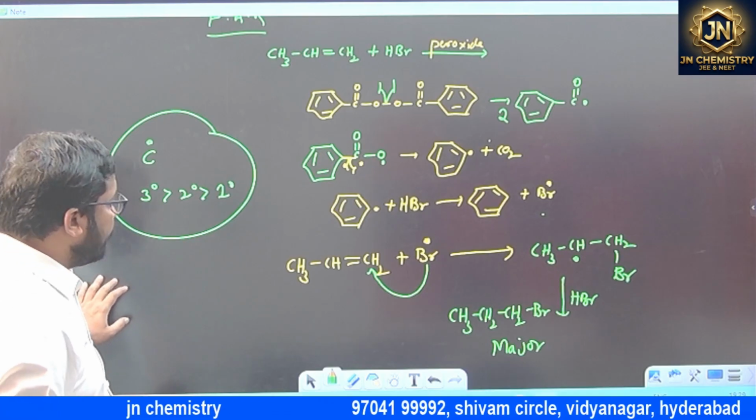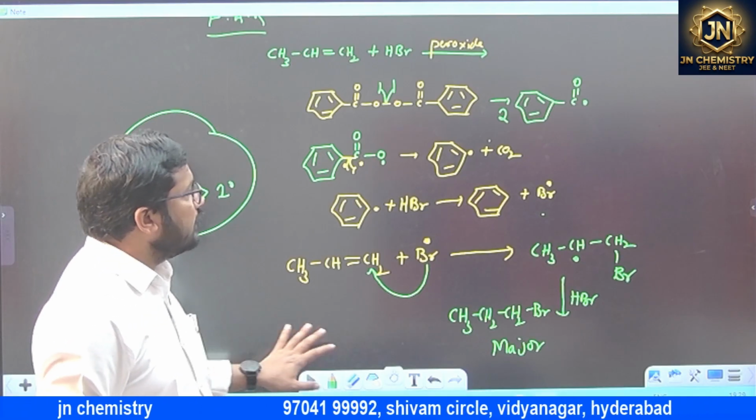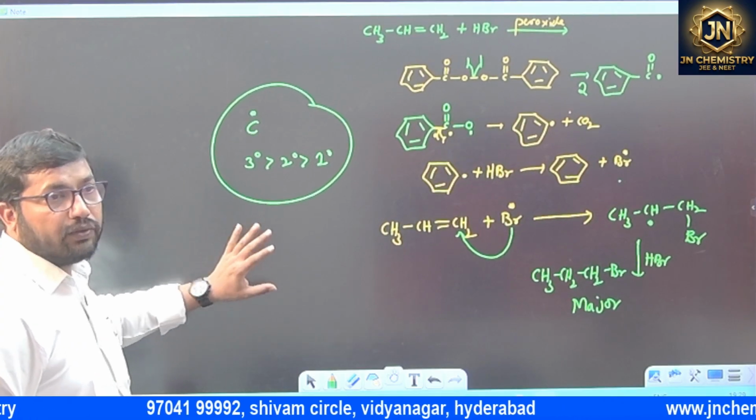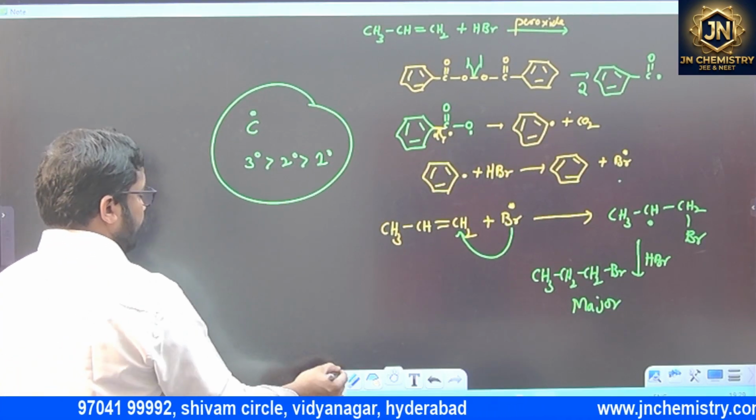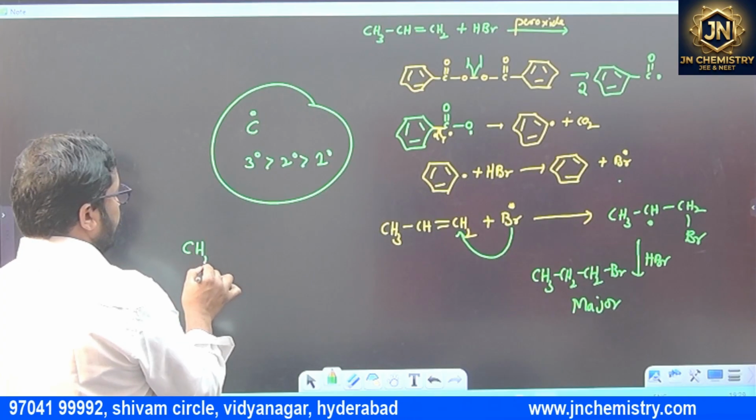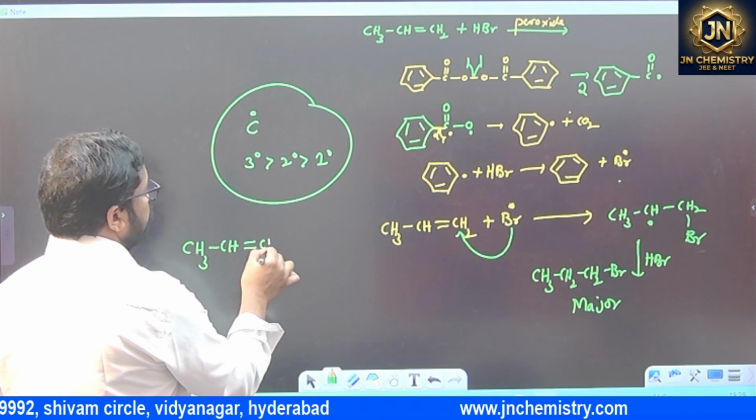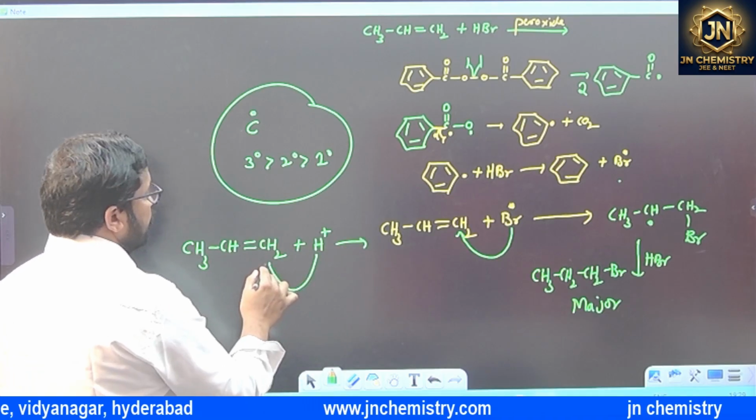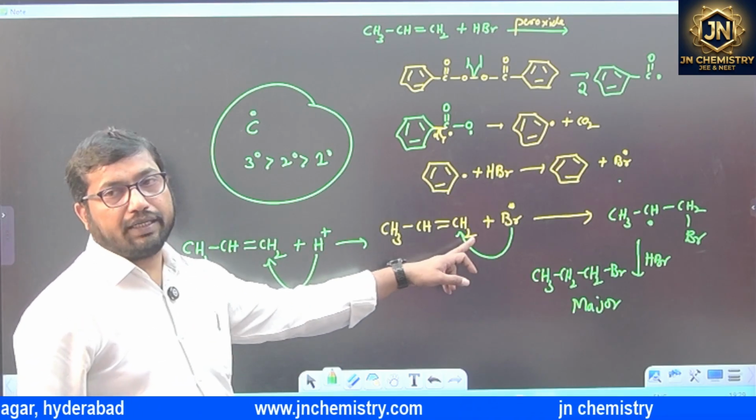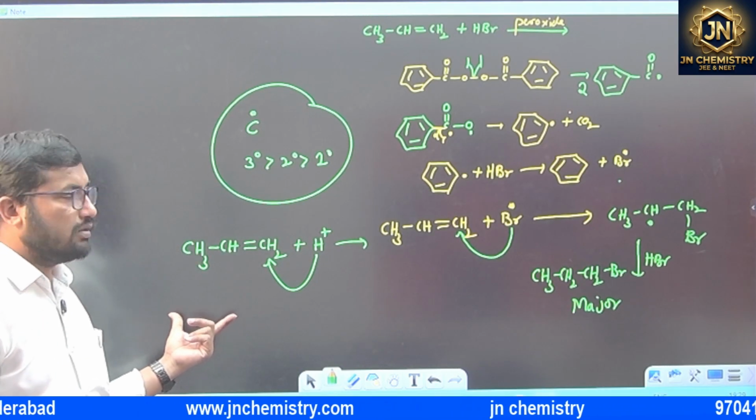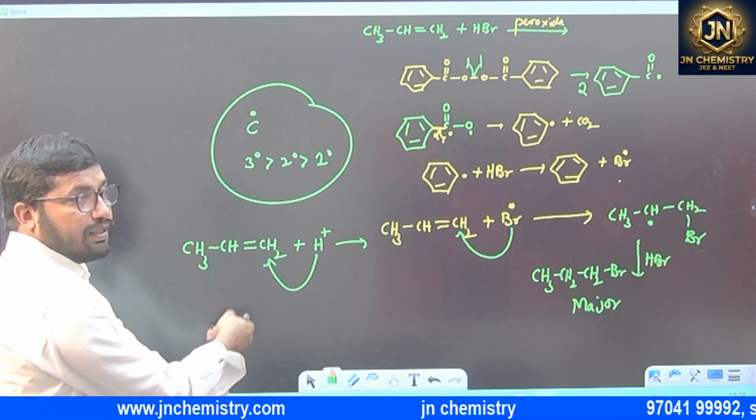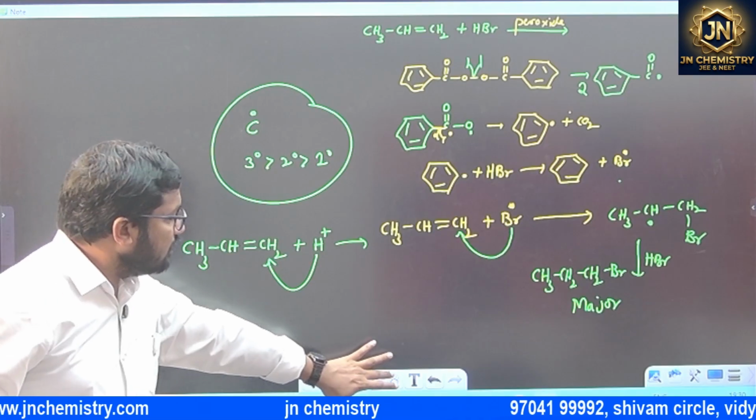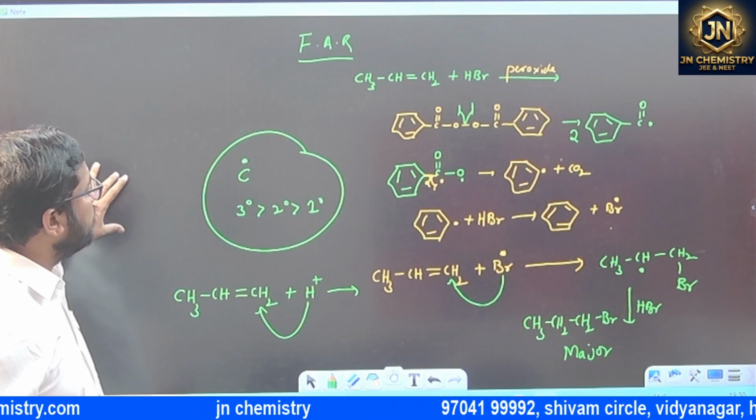What is the main difference between electrophilic addition and free radical addition? Why are the products different? In CH3, CH double bond CH2, there we are adding the H plus, no? H plus is attacking over here, but here Br radical is attacking. That is the main difference. So after H plus attacks, Br minus attacks. So that is the free radical addition mechanism. Just write it down.